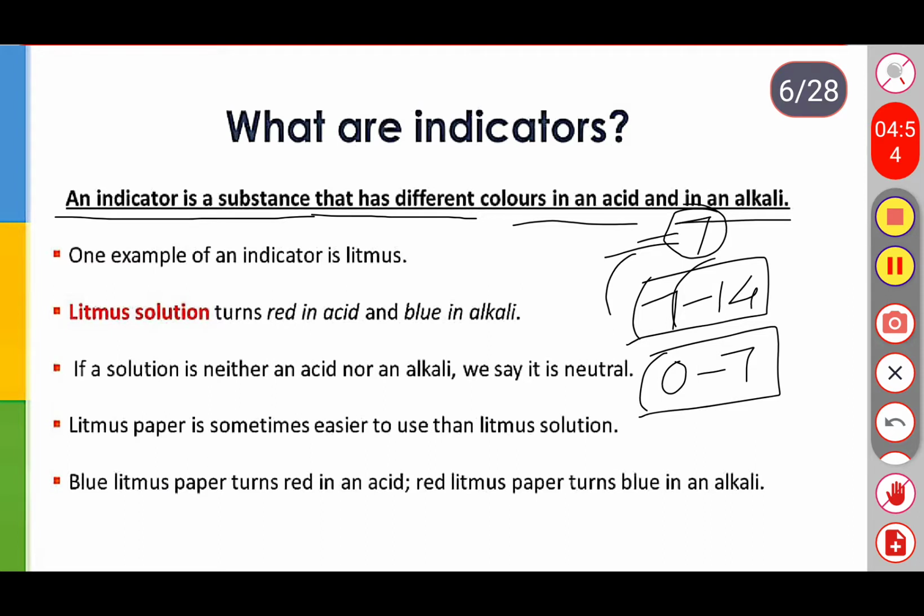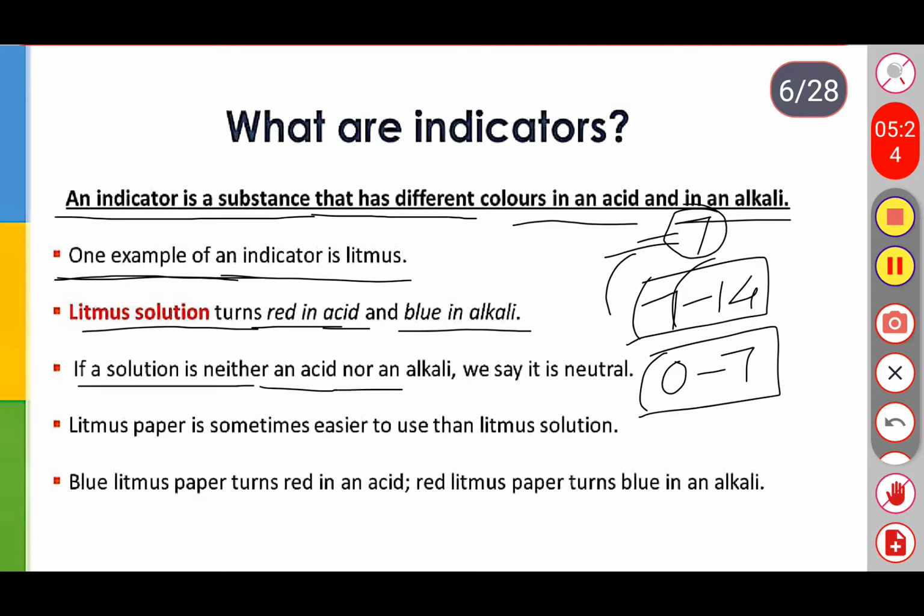Okay, one example of an indicator is litmus. Litmus solution turns red in acid and blue in bases or alkalis. If a solution is neither an acid nor a base, we can say it is neutral. It means it does not change color in neutral solution.